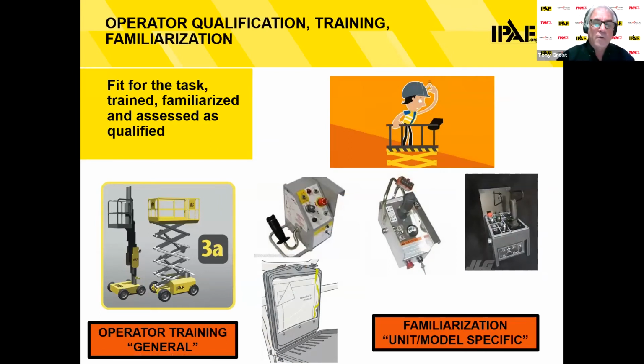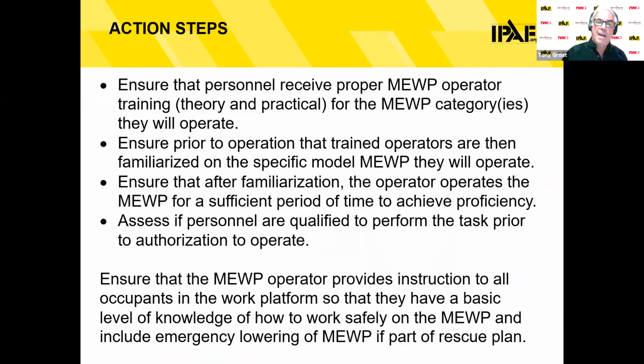Another critical part of the plan is the operator qualifications, training, and familiarization. Within this plan, we have operator training that's required on a general category of equipment. Here is an example: 3As is a category of equipment. But once they're trained on it, there are a lot of different models, and they need model-specific familiarization on the controls and operating characteristics of that machine. So how do we put that into our plan?